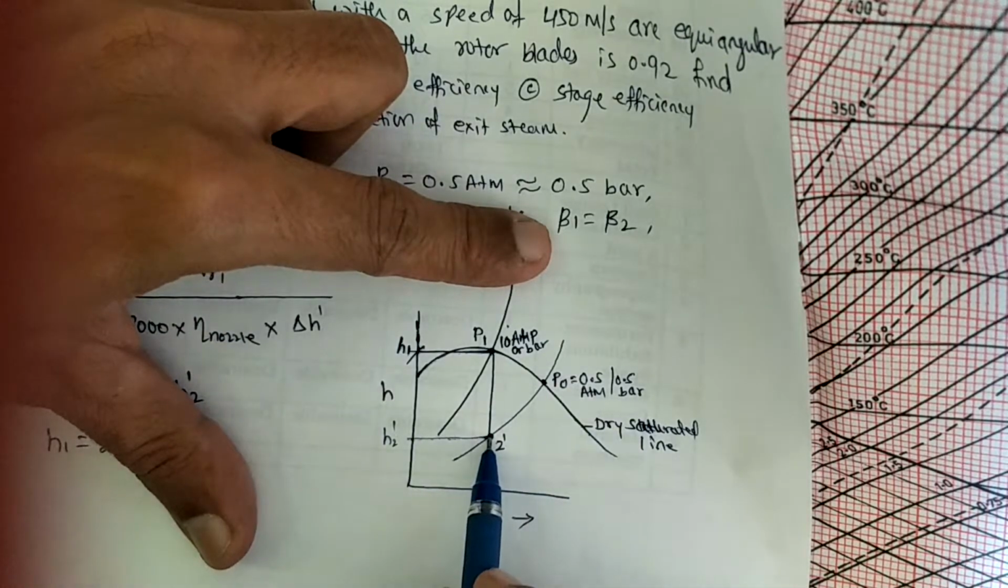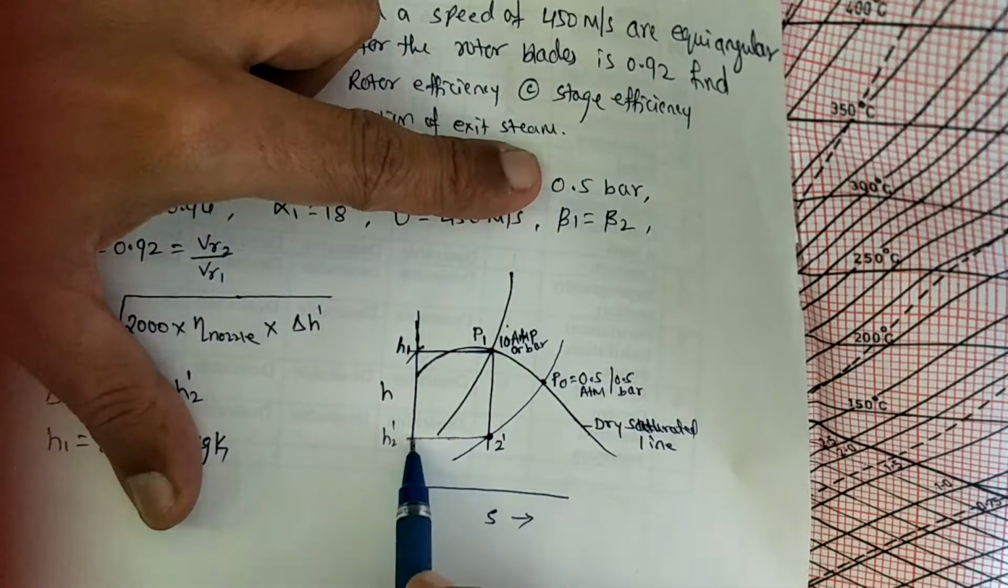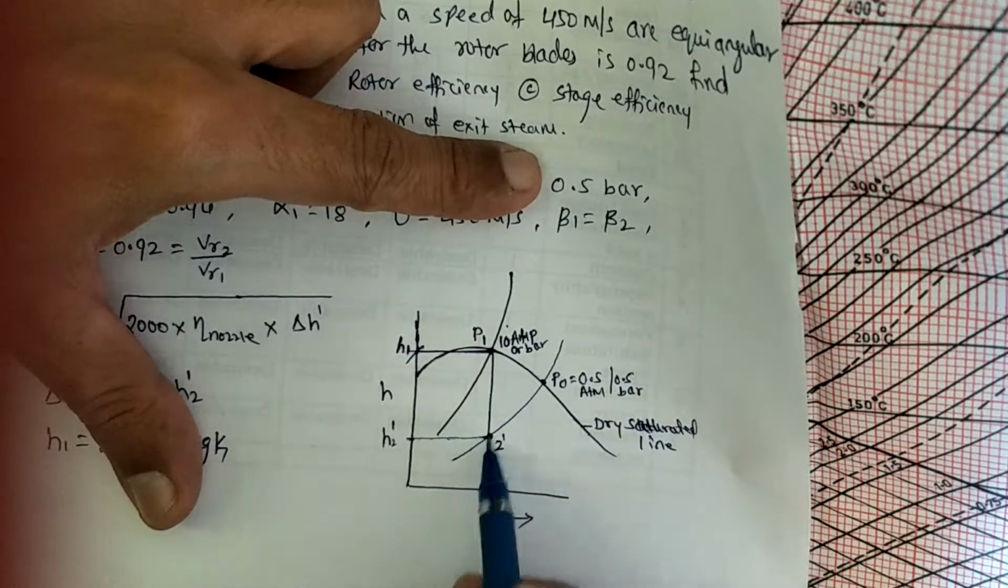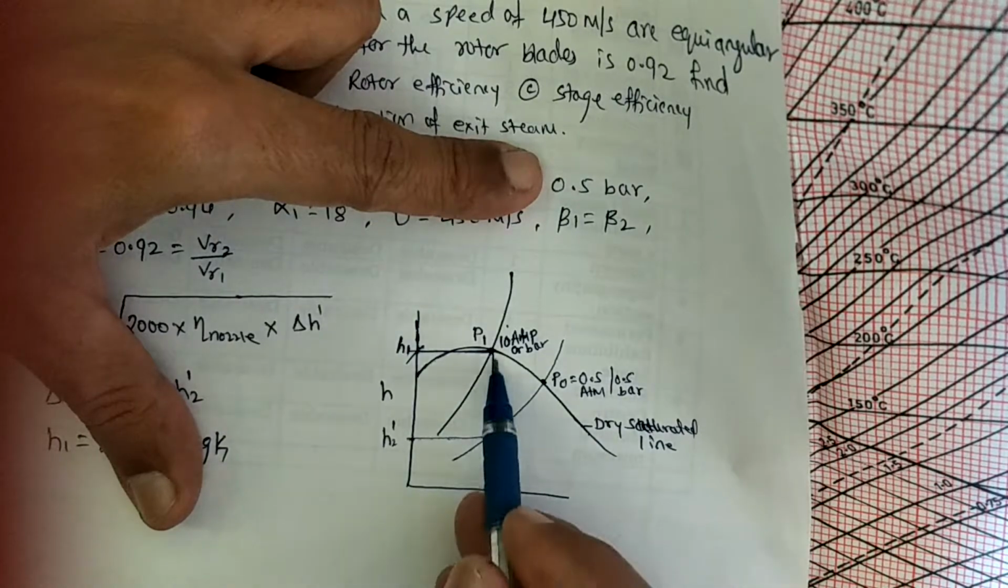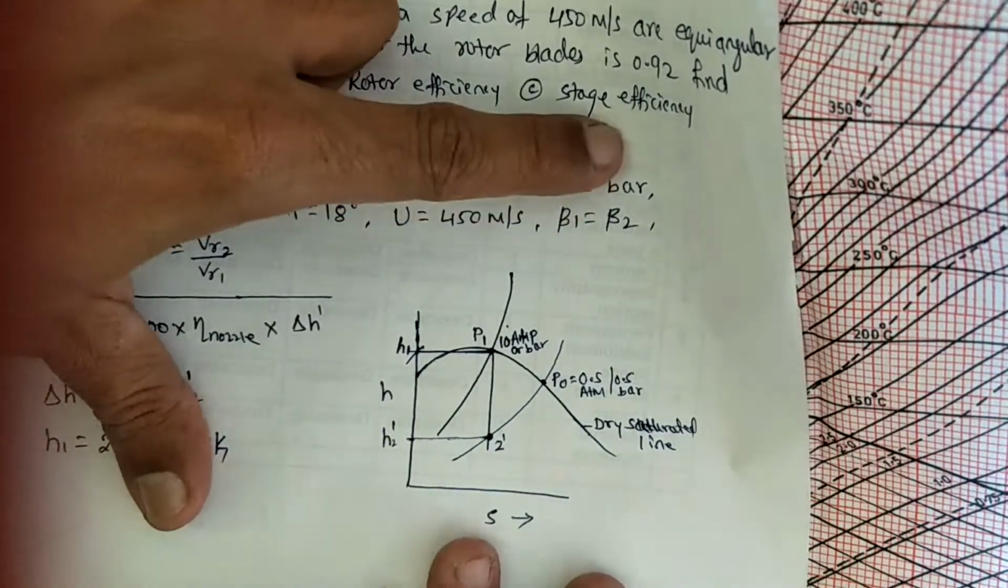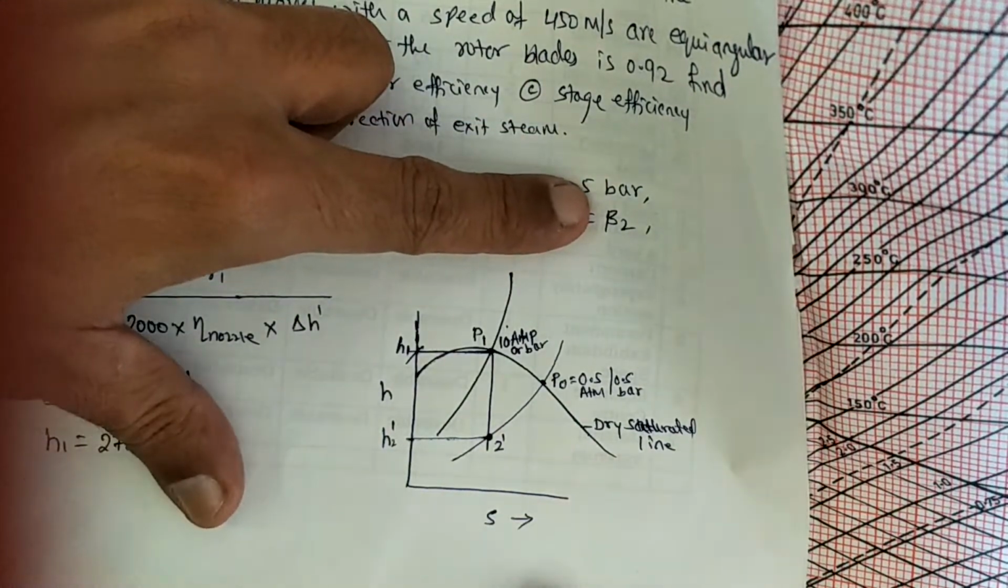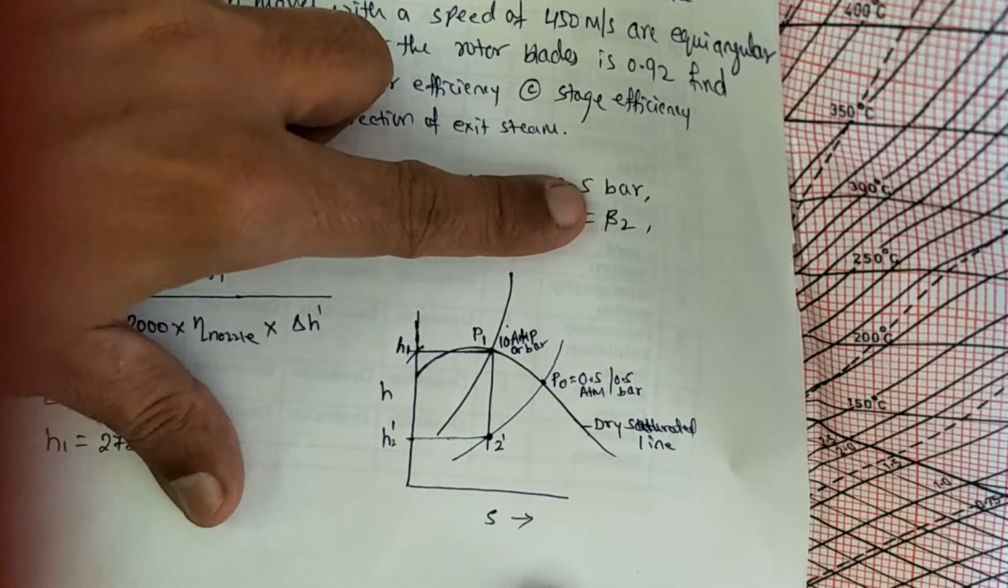So from point 2 dash, if you move towards the left side, you will get H2 dash, right? This drop we call the isentropic drop. In the isentropic drop we are considering zero losses, right? We are considering zero losses here.